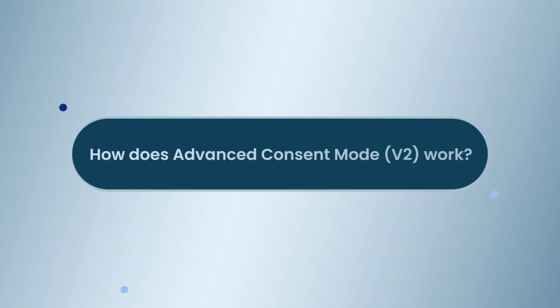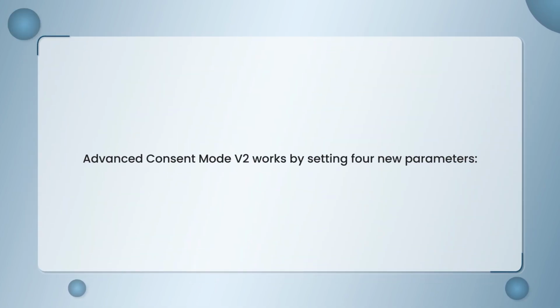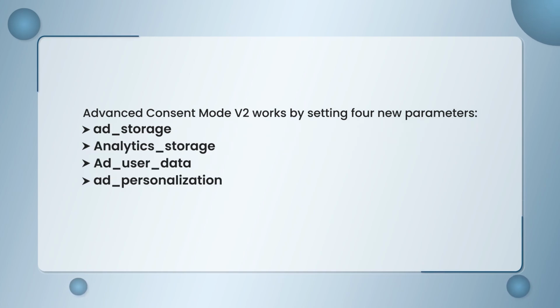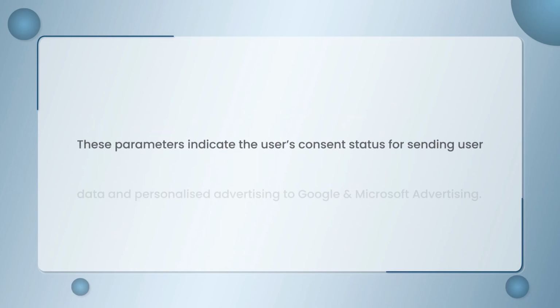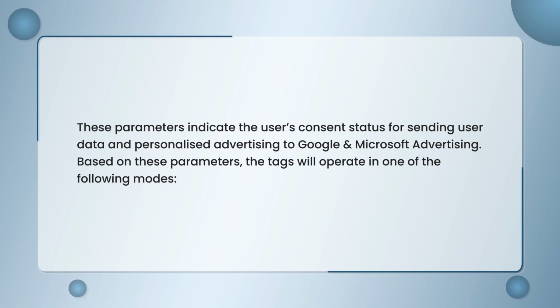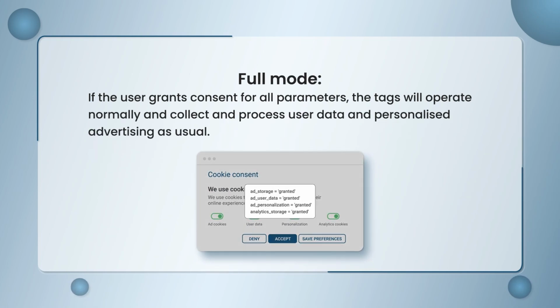So, how does advanced consent mode work? Advanced consent mode v2 works by setting 4 new parameters: ad storage, analytics storage, ad user data, and ad personalization. These parameters indicate the user's consent status for sending user data and personalized advertising to Google and Microsoft advertising. Based on these parameters, the tags will operate in one of the following modes. Full mode. If the user grants consent for all parameters, the tags will operate normally and collect and process user data and personalized advertising as usual.